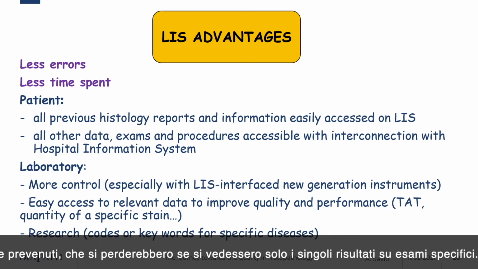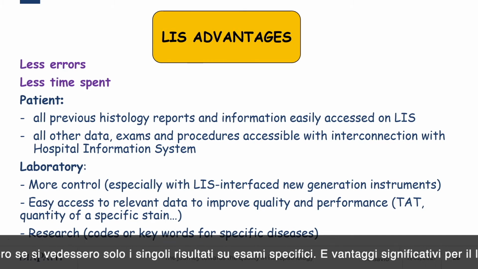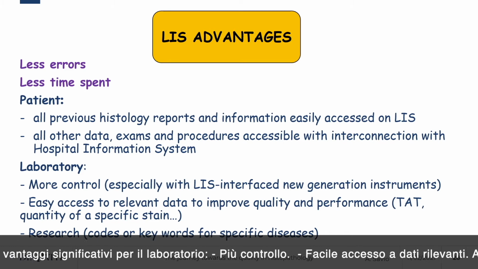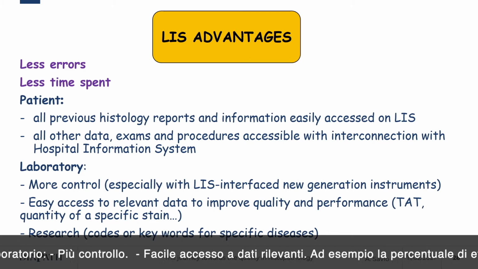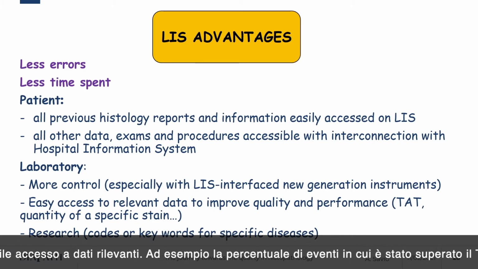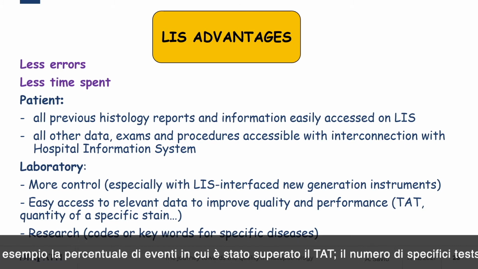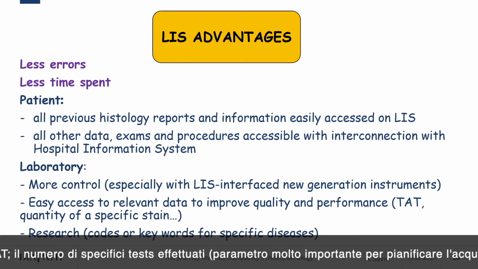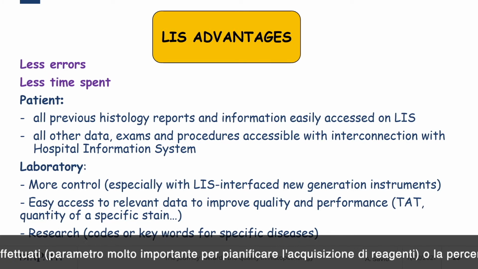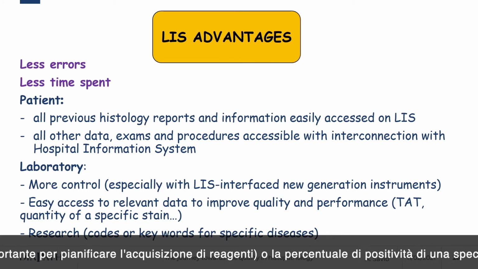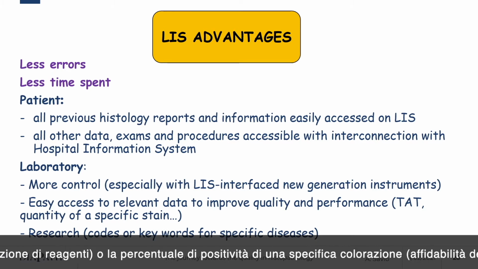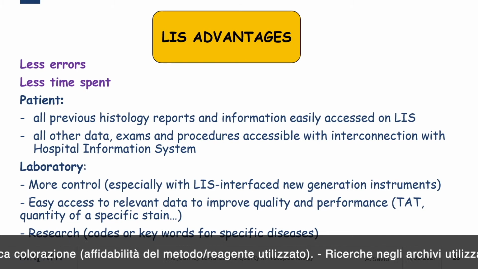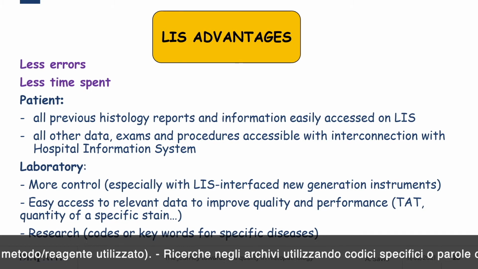And it implies a significant advantage for the lab, which is more control, easy access to the relevant data. For example, the percentage of events in which the turnaround time was exceeded, or the rate for specific tests. This is a parameter that is highly important for planning the acquisition of reagents, or the rate of positivity of a specific stain, which means the reliability of the method or reagent used.